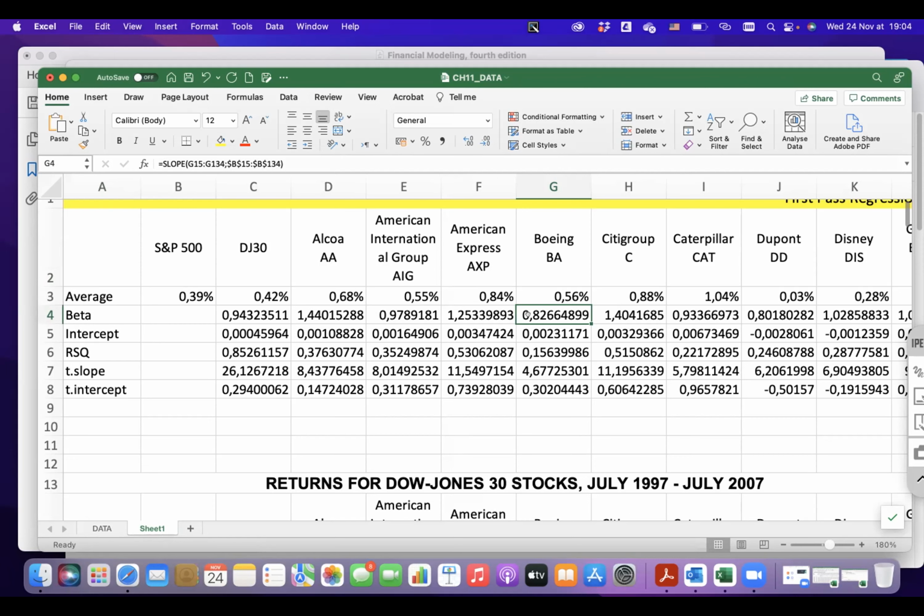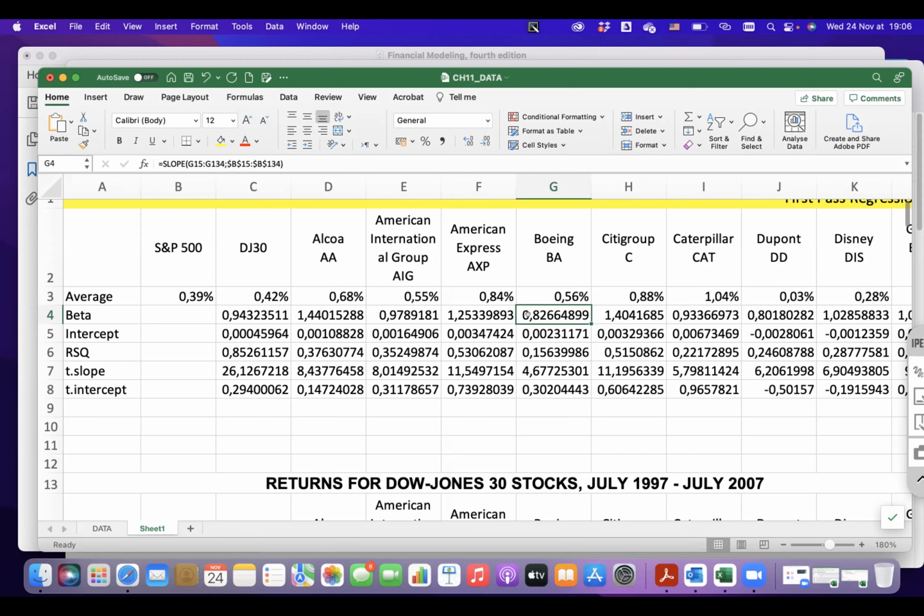Don't focus too much on the intercept. Leave it apart, right? Just focus on slope and T-slope. It's the most important part for us. So in general, I choose the highest T-slope. The highest T-slope will give you insights on the credibility of your results. The higher the T-slope, the more credible and reliable your results, right?